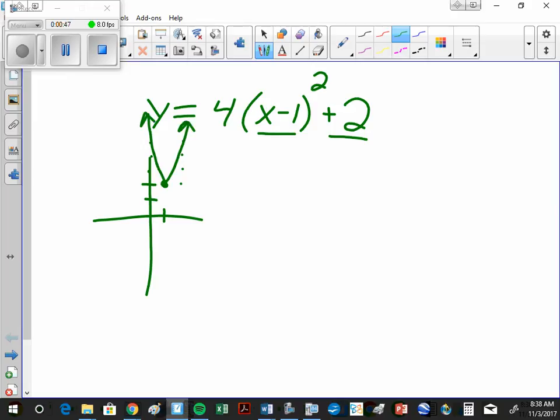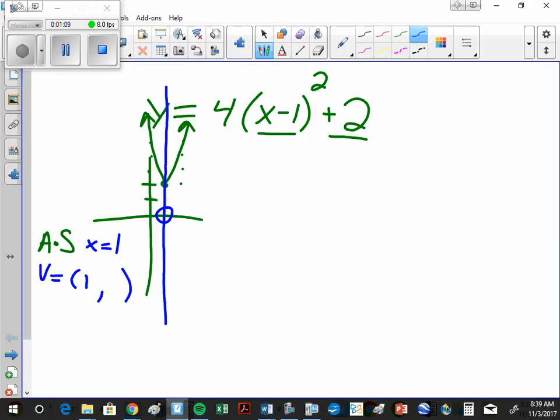Okay, does everybody understand that? And then just for review, where is the axis of symmetry? It's going to run right down the middle of the parabola, and it hits the x-axis at 1, so it's x equals 1. Okay, where is the vertex? 1, 2, so 1 on the x and 2 on the y.